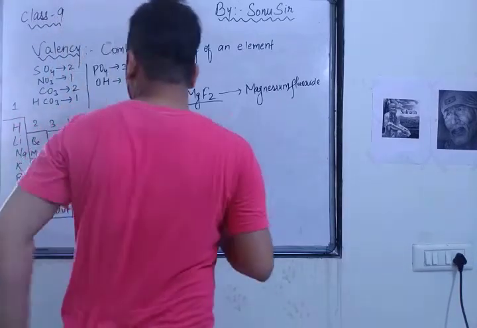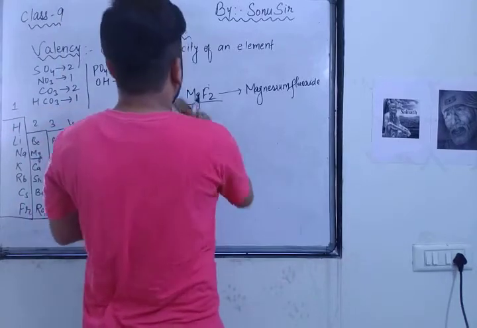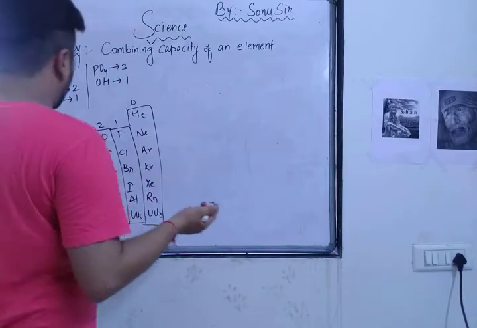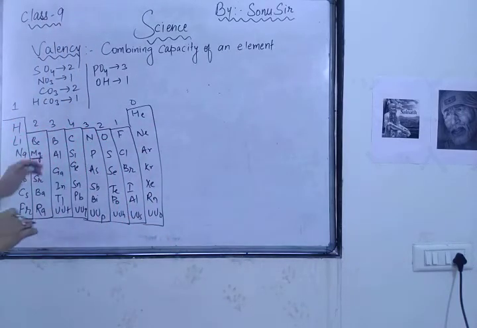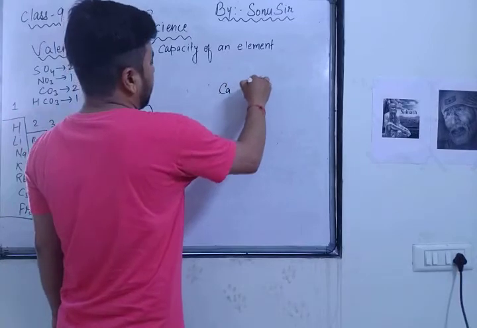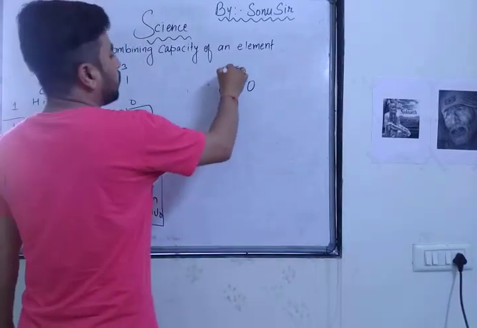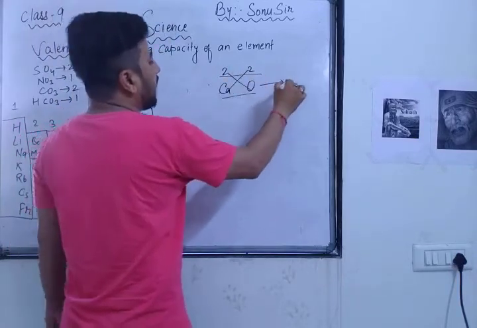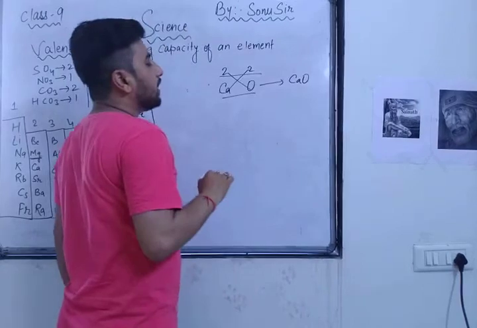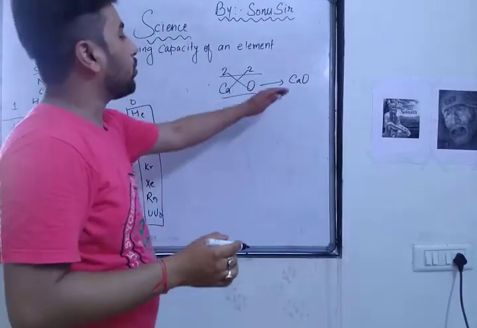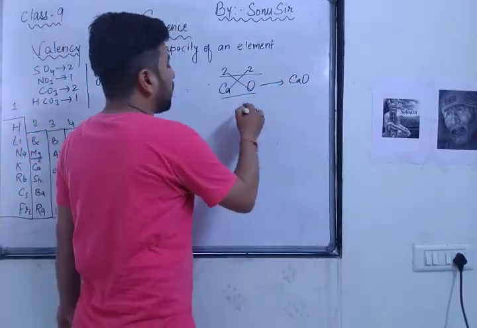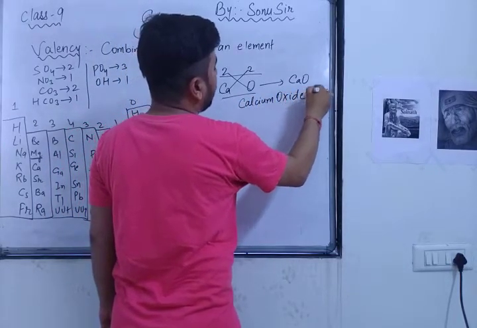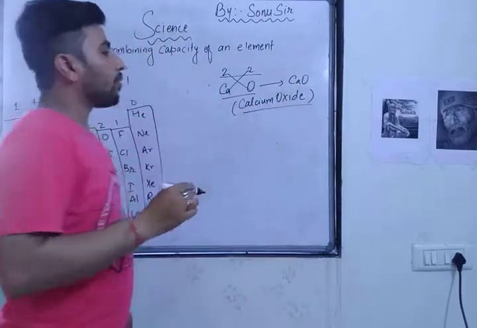If I give you any other compound, just suppose phosphorus and oxygen, or any other thing, whatever compound you like, just tell me which compound. Calcium and oxygen, okay? What is the valency of calcium? 2. Oxygen 2. Both are balanced. No need to write anything else. 2 on both sides, so CaO. The chemical formula will be calcium oxide, CaO.